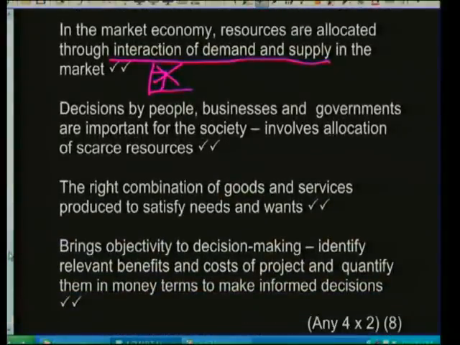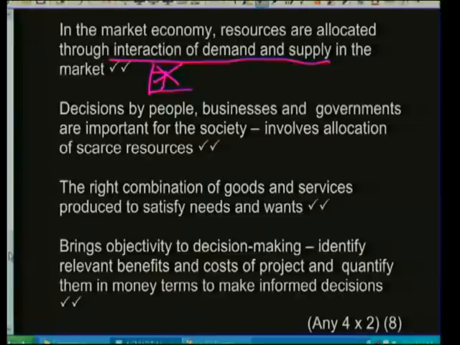Decisions by people, businesses, and governments are important for the society. It involves the allocation of scarce resources. So when you start this type of business, you also have to look at what the feelings of the community is going to be about that specific project. Because if it is something that is going to be damaging to the environment, something that they do not want in their community, it might not be such a good idea. So allocation of the scarce resources, make sure that those resources are used in the best possible way. In other words, productively.